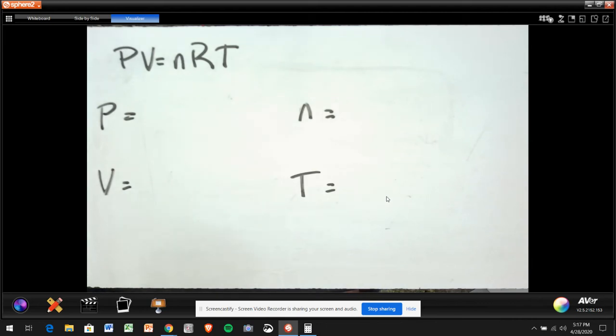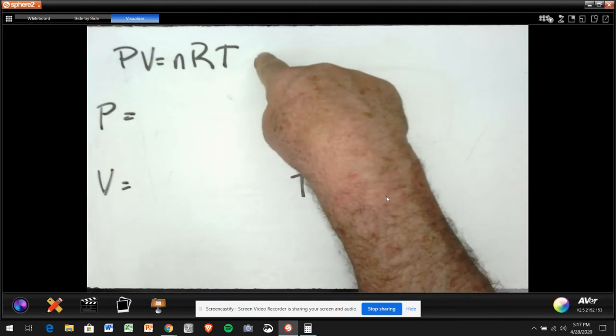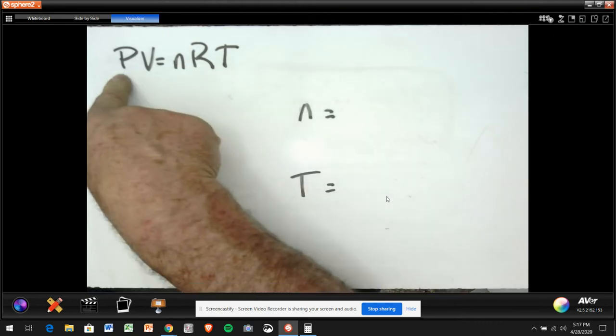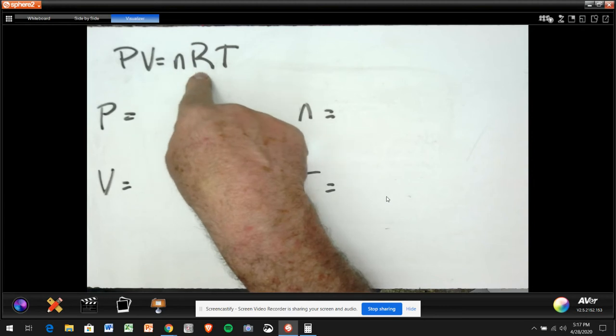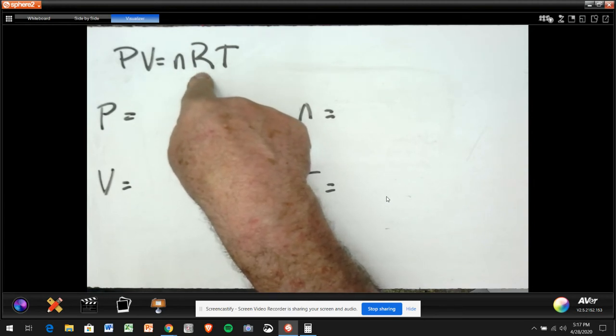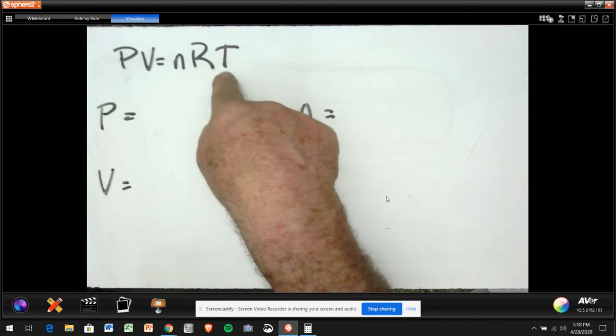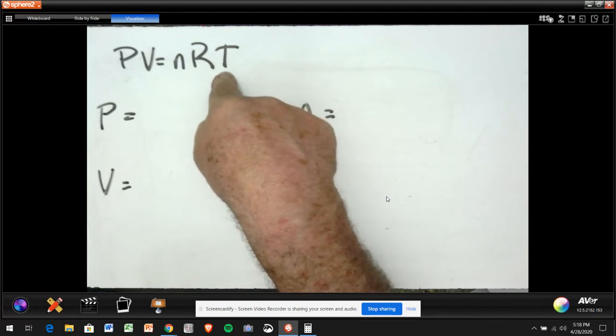All right, so I have here PV equals nRT, the ideal gas law: pressure times volume equals the number of moles times the ideal gas law constant, which is 0.0821 atmosphere liters per mole Kelvin, times the absolute temperature, which must be in Kelvin.